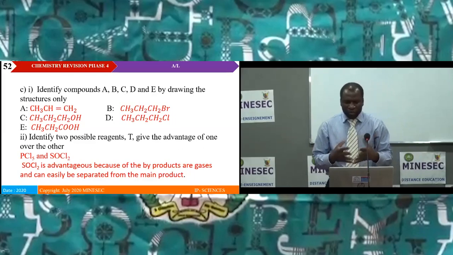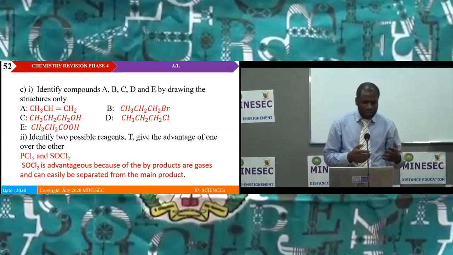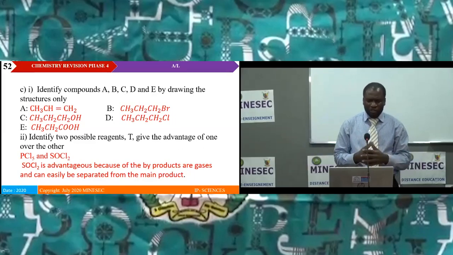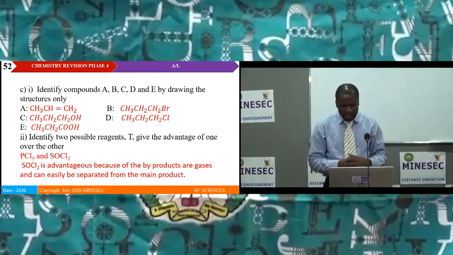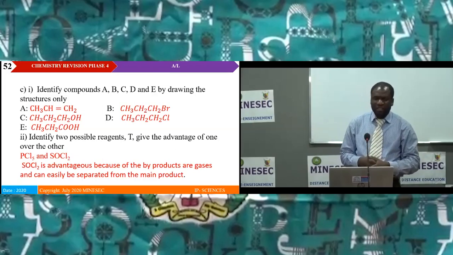So we're asked to give the advantage of one over the other. Thionyl chloride is advantageous over PCl5 because the byproducts are all gases and can easily be separated from the main product.